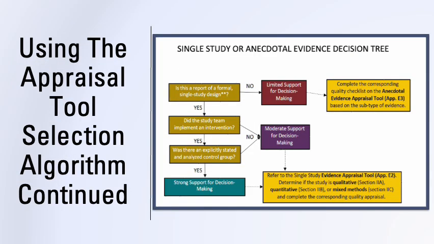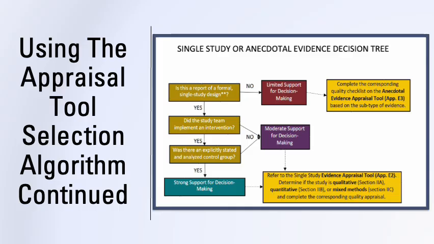Now, let's say on the previous slide, following the algorithm, you said no. You did not have a clinical practice guideline, literature review, or evidence summary. As I suggested, you either have a single study or anecdotal piece of evidence. So, which do you have? We begin with a question. Is this a report of a formal single study design? If you answer no, then you have limited support for decision making and an anecdotal piece of evidence.